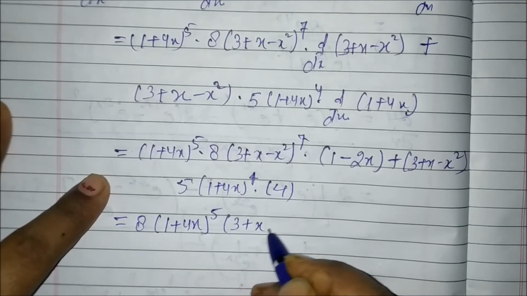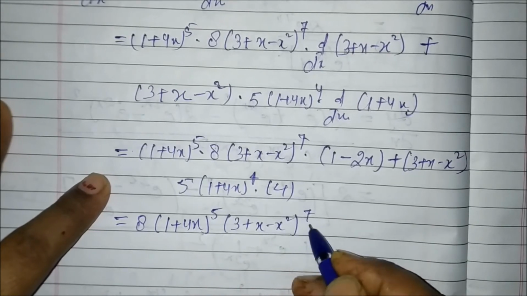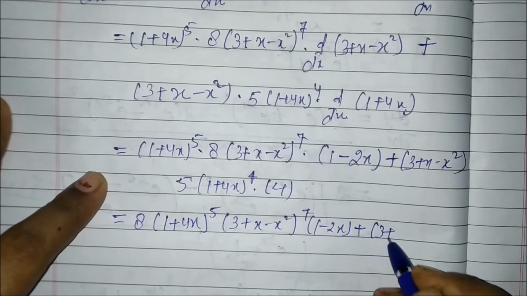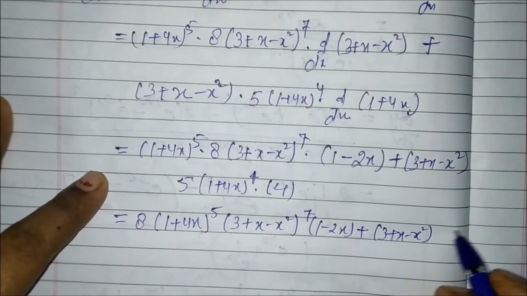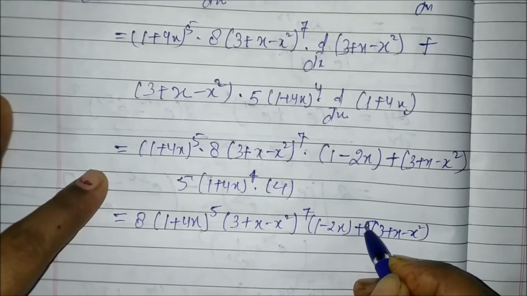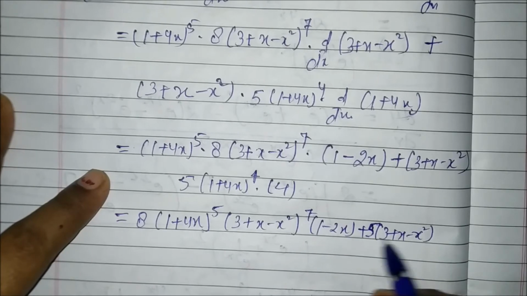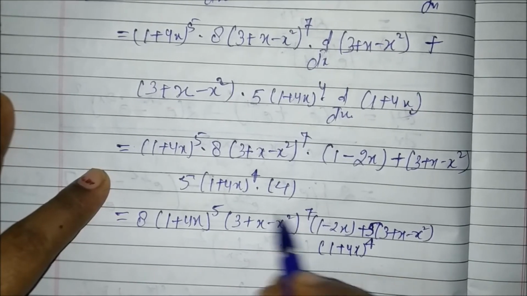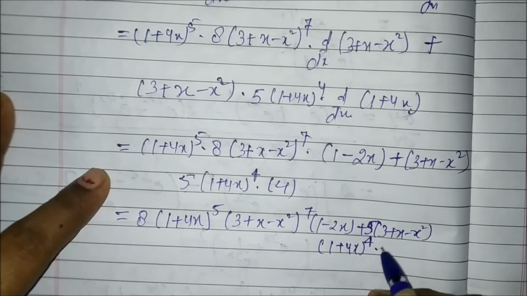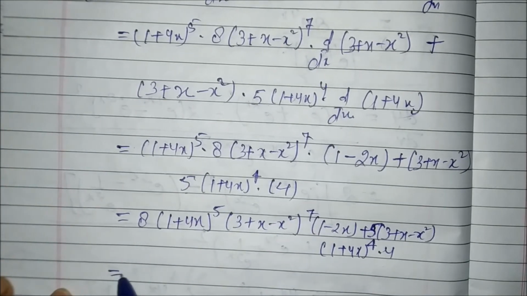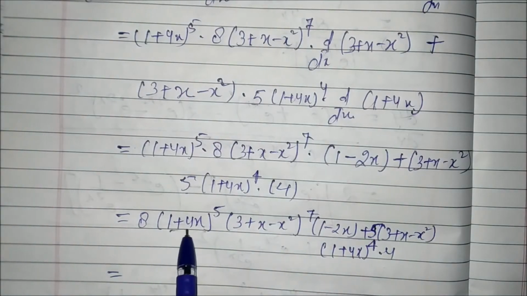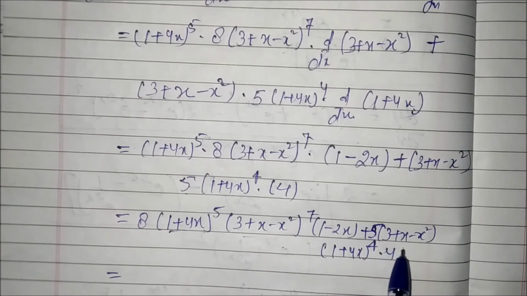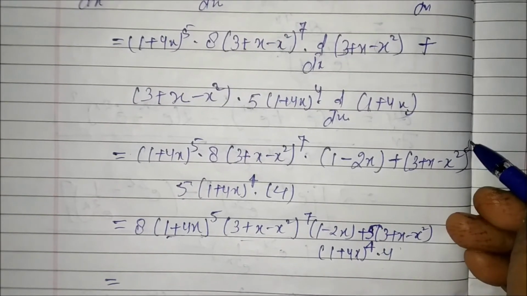Now taking the coefficients before, earlier, so we write 8 (1 plus 4x) raised to 5, (3 plus x minus x square) raised to 7 into (1 minus 2x) plus (3 plus x minus x square), 5 taken here, (1 plus 4x) raised to 4, again here it is into 4 also. So these terms are common. Okay, here it is power 8.